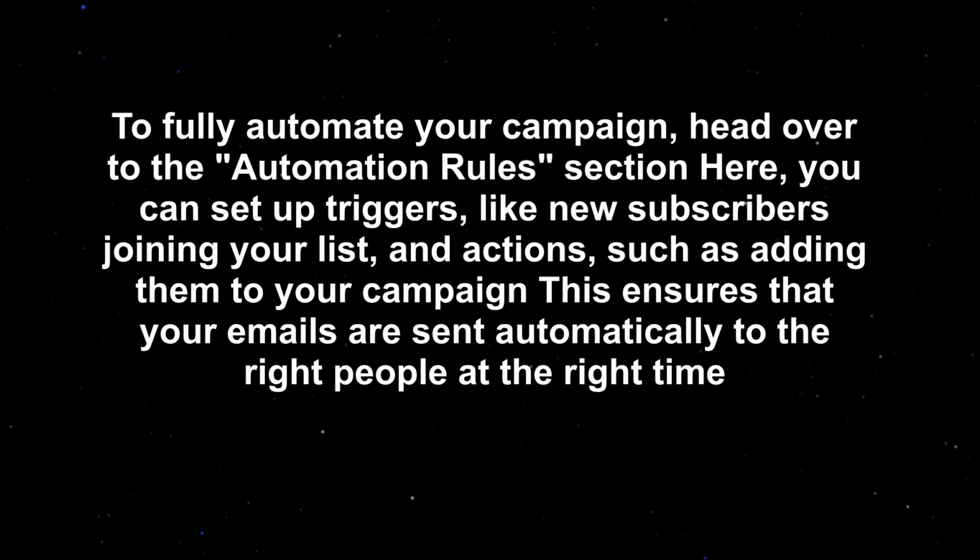To fully automate your campaign, head over to the Automation Rules section. Here, you can set up triggers, like new subscribers joining your list, and actions, such as adding them to your campaign. This ensures that your emails are sent automatically to the right people at the right time.